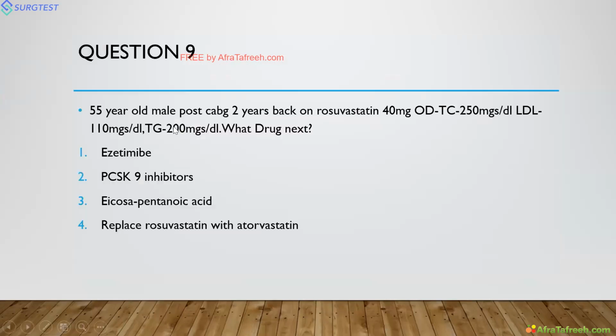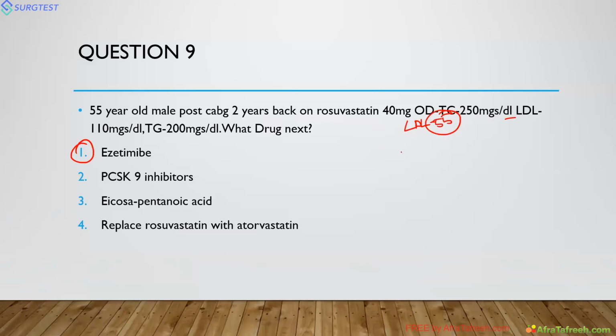Okay. Next question. A 55-year-old male, post-CABG 2 years back, on rosuvastatin high intensity 40 mg OD. At present, total cholesterol is 250, LDL is 110, triglyceride is 200. Which drug will you give next? So the patient is on high-dose rosuvastatin, so the next drug you have to prefer is ezetimibe. This is very important. The LDL goal for a patient with ACS is 55. But here LDL is 110. It is 2 times higher than the goal.